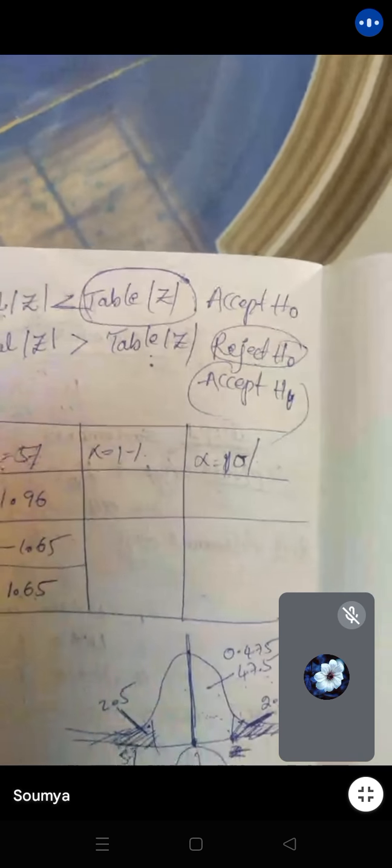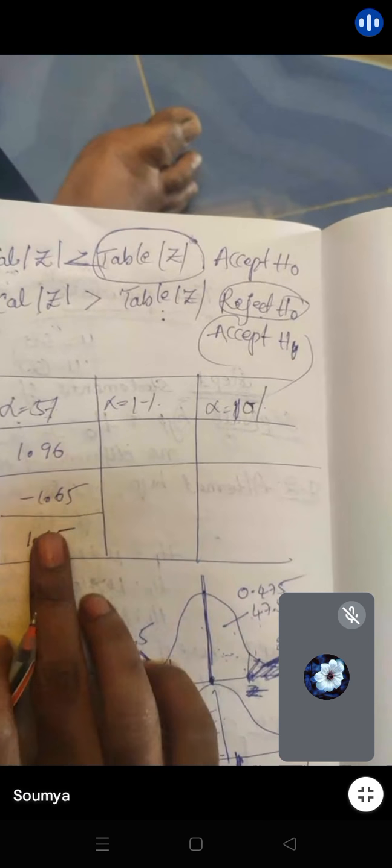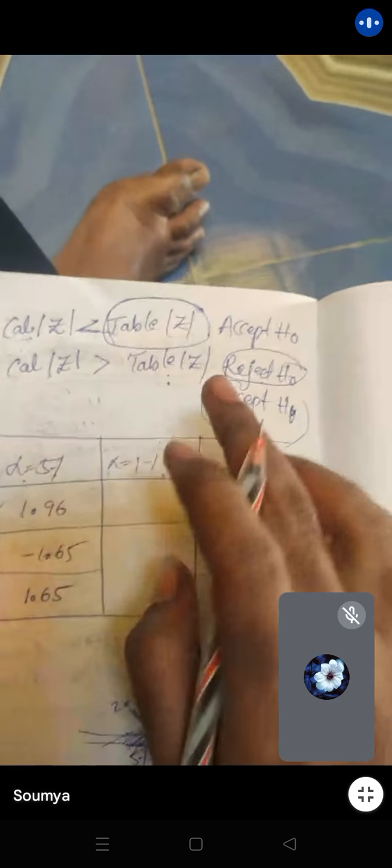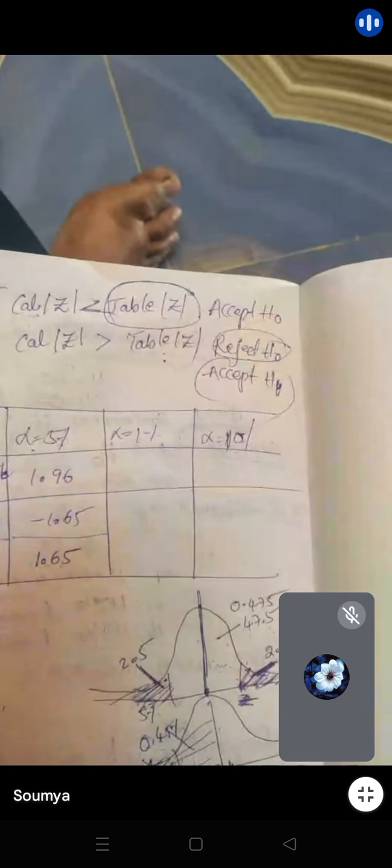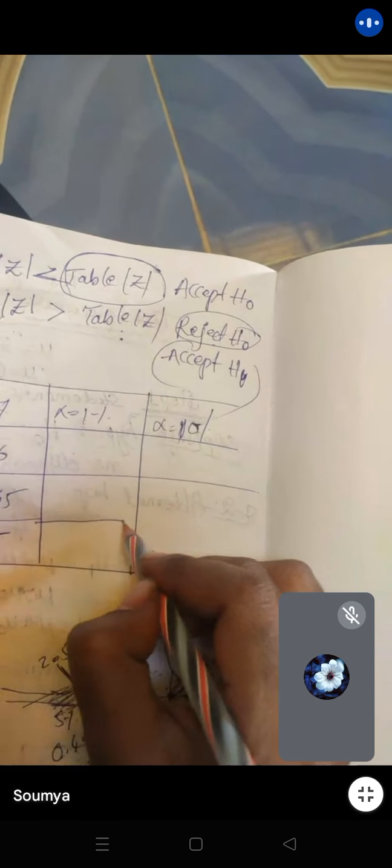Yes, ma'am. For 0.475 you have to consider 1.9 and the upper one 1.96. For two tail you get a Z value of 1.96. Is it clear how I am taking the table values? This is tabulated Z. So for 1% also you have to take the same way.